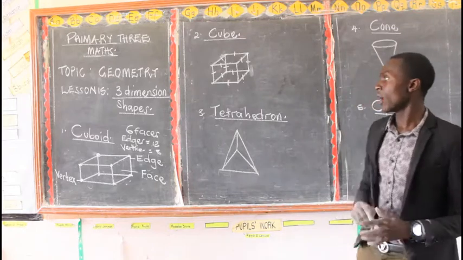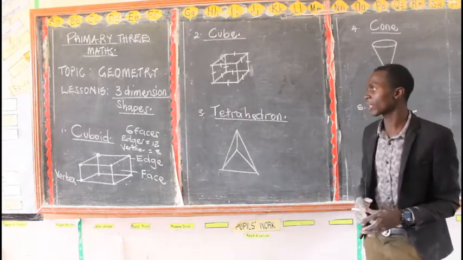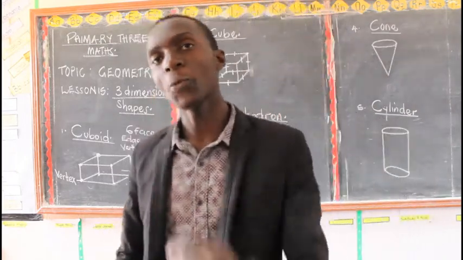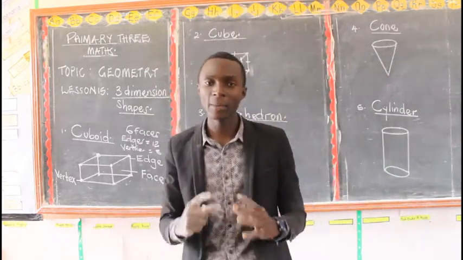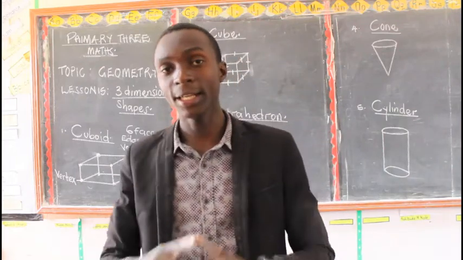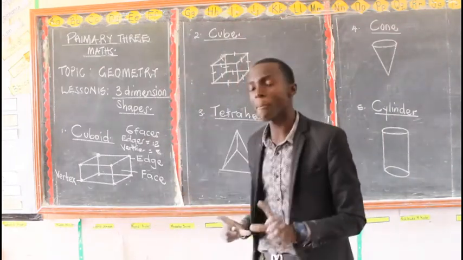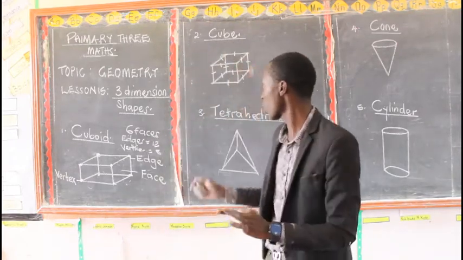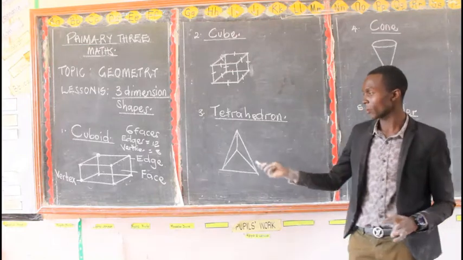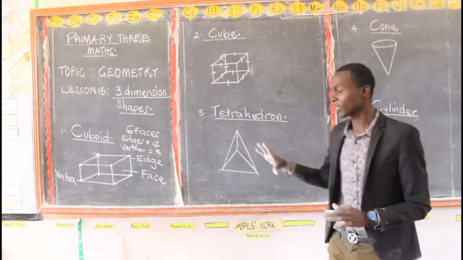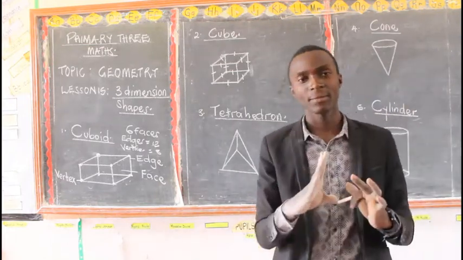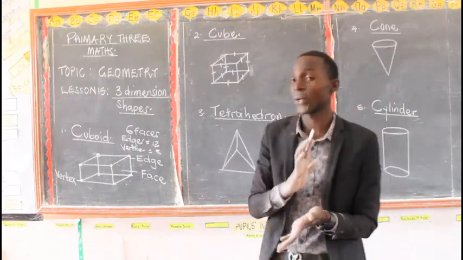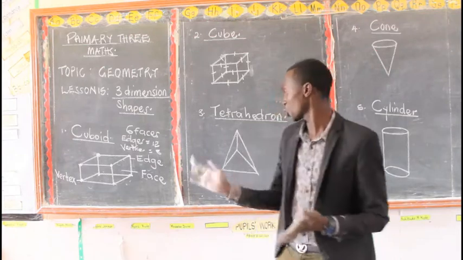The same. Now we go to another shape called a tetrahedron. A tetrahedron is also a three-dimension figure or a three-dimension shape. It is made up of triangles. It can stand properly when you put it on a surface, and that's why we call it a three-dimension shape.